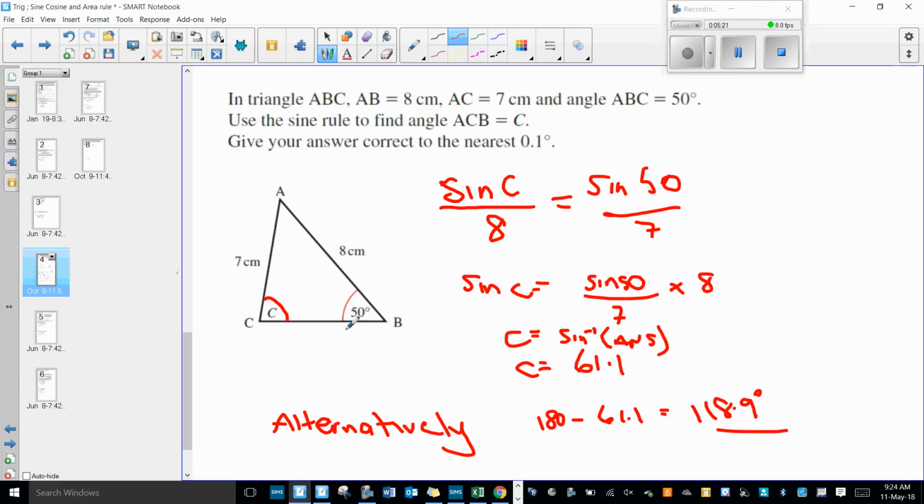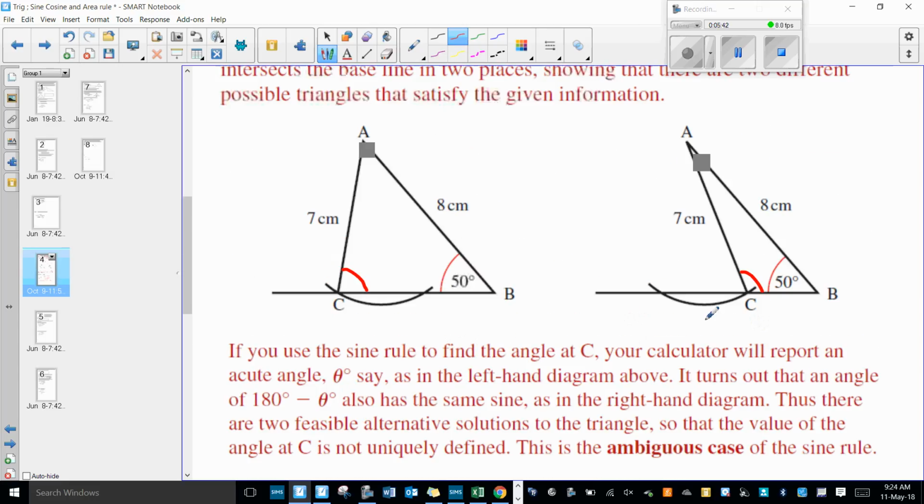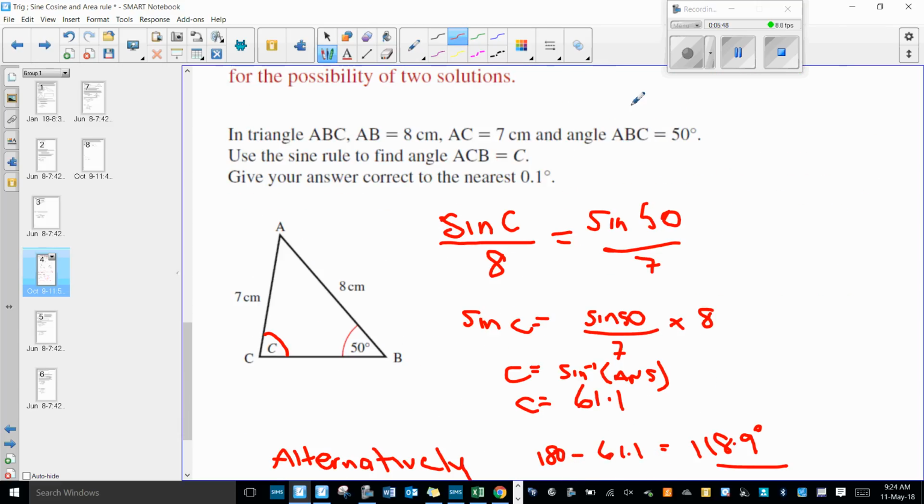Oh, you mean the other side. Okay, gotcha. You're thinking about this plus this and then finding that. So that's a different situation. For C, there can be two options, so it would be 61.1 or 118.9, because we just discussed it up here. There could be two different places. All right? Okay.